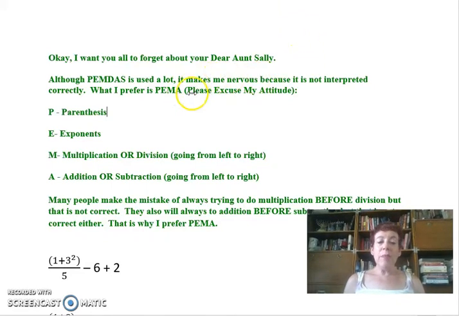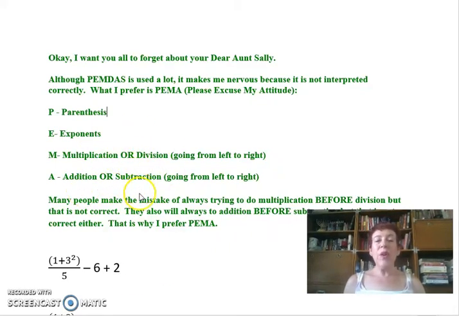So instead of using PEMDAS, I prefer PEMA. Please excuse my attitude. And the P stands for parentheses, the E stands for exponents, the M stands for multiplication or division because they have the same weight. And we don't want to do multiplication before division necessarily. It depends on the order in which they appear as we're looking at our expression going from left to right. And A stands for addition or subtraction. So a lot of people make that mistake of always doing addition before subtraction, multiplication before division.